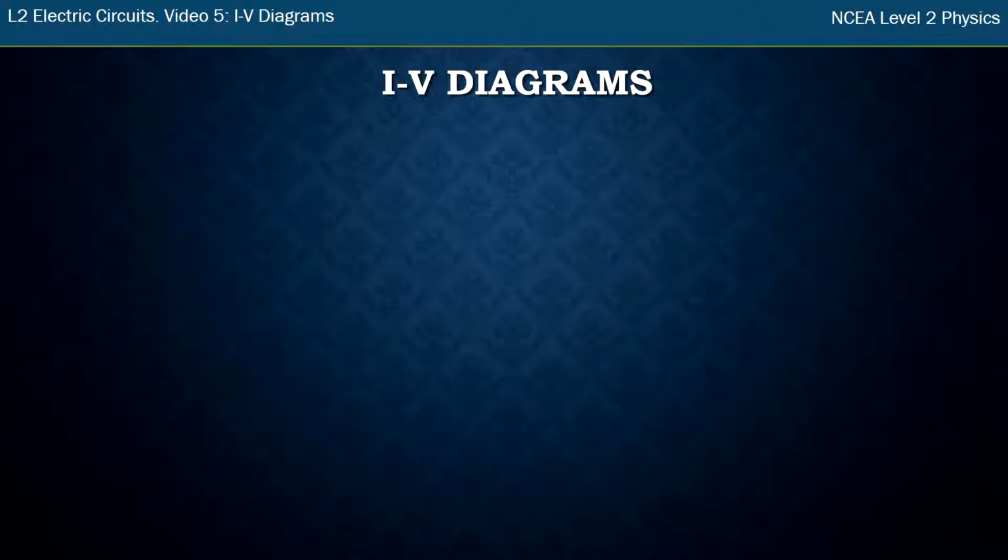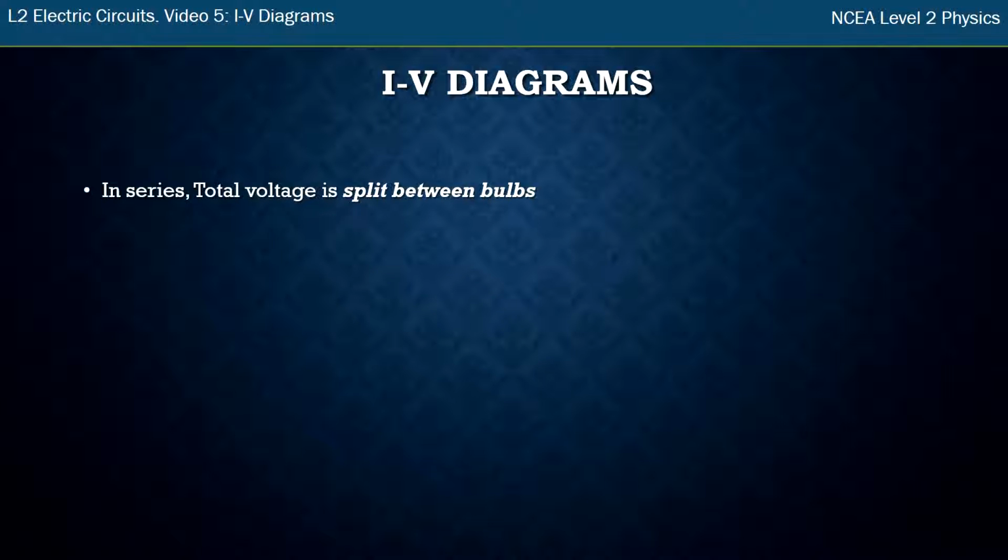This is the fifth video in the electric circuit series in level 2, and we're looking at IV diagrams. IV diagrams are a sort of made-up method to help solve circuit problems. In the last two videos we looked at what voltage was and what current was, and we came up with these rules for series and parallel.